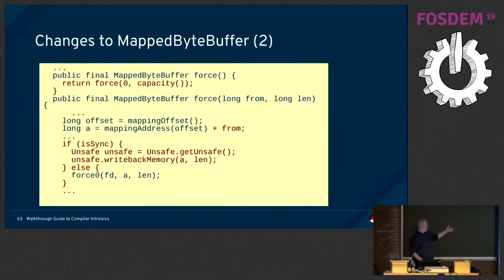But in the new method, we can call something which is going to do something a bit smarter. I've added a method on Unsafe that is going to evict cache lines one by one. So this is going to use native code to do it. It's not the most efficient method, but it'll be a lot better than doing a force. It's only going to evict the cache lines that are affected.